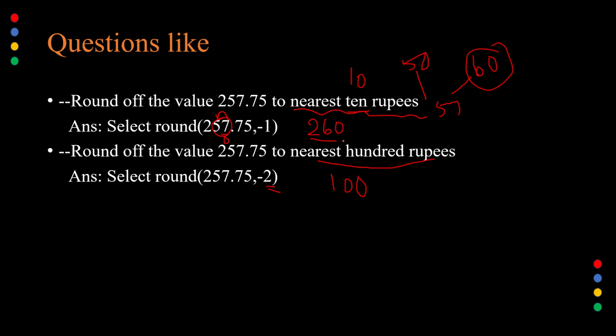So you don't have to look into these things. When a question comes in, immediately you can write like this: nearest 10, 1 zero, so you give -1. Nearest 100, 2 zeros, so you put -2.